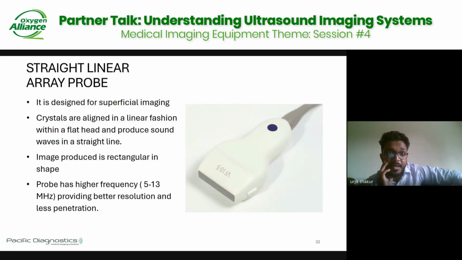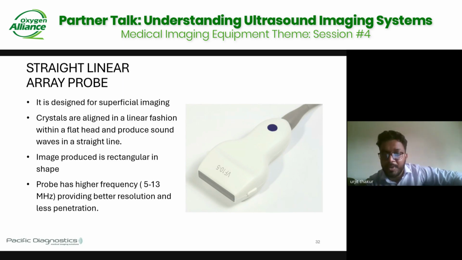So first we have the straight linear array probe. This is designed for superficial imaging, meaning imaging just below the skin, which will not penetrate too deep. That's why the probe has a very high frequency of 5 to 13 megahertz, which provides better resolution and less penetration, as I explained in the relationship between frequency, penetration and resolution. Because it has a very high frequency, it will not penetrate as deeply, so it's just for superficial scanning.